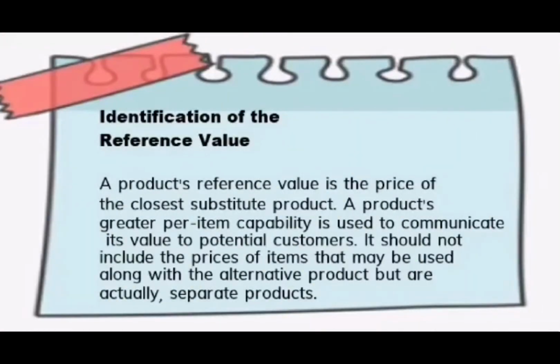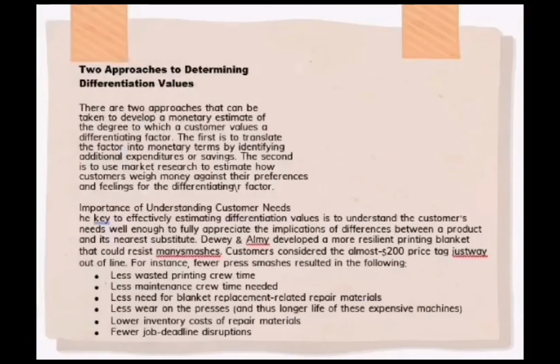Identification of reference value. A product's reference value is the price of the closest substitute product. A product's greater per item capability is used to communicate its value to potential customers. It should not include the price of items that may be used along with the alternative product but are actually separate products. Two approaches to determining differentiation values.